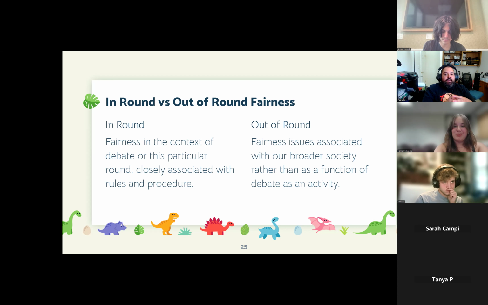Now, out-of-round fairness is fairness issues associated with our broader society rather than as a function of debate as an activity. So this happens a lot in K debate, right? Where it's like, well, fairness is never promised to the body of color or whatever it might be in this particular instance, or the disabled body or whatever it is. And it's like, that's totally true, but that's obviously not a function of debate necessarily.